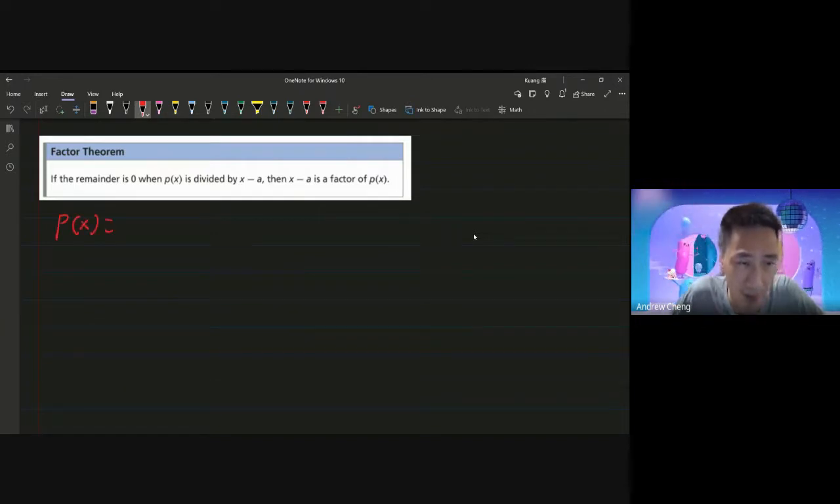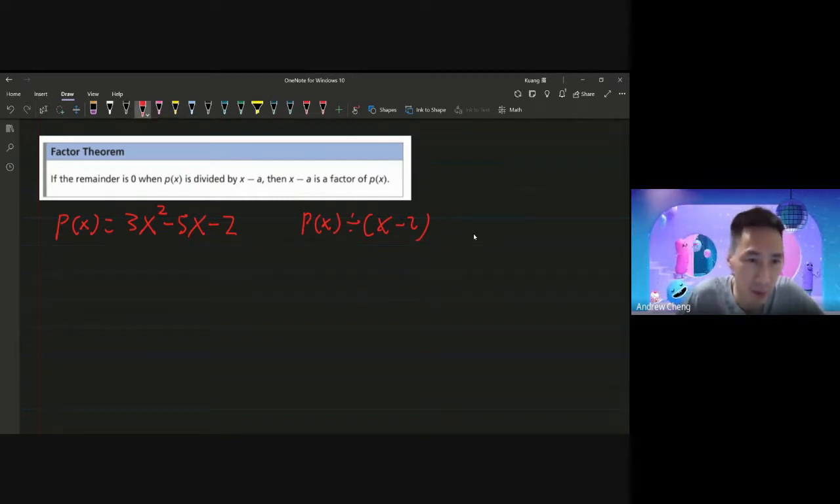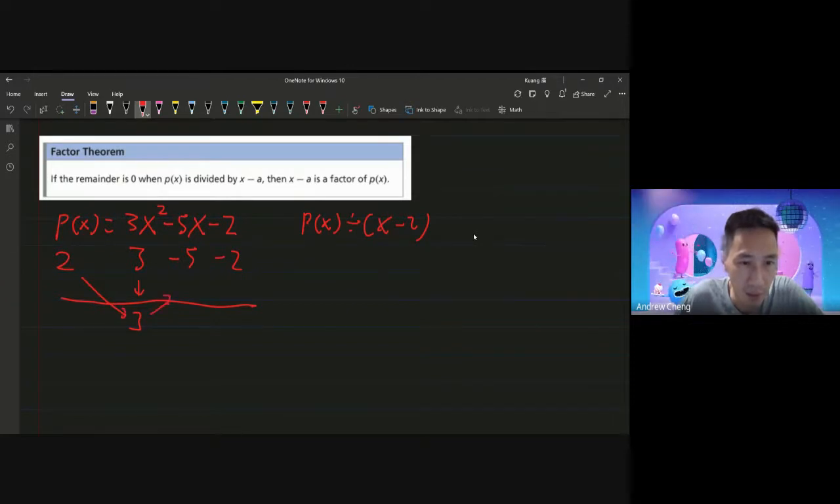Maybe p of x is, let's say, 3x squared minus 5x minus 2. Okay, so if I divide by x minus 2, all right, I use p of x divided by x minus 2. Okay, let me use synthetic division. So again, 2. So change sign, 2 here, and copy down the coefficients 3, -5, and -2. All right, and then start at 3, put it here. 2 times 3 gives you 6, right? And -5 plus 6 is 1. Okay, 2 times 1 is 2. And then -2 plus 2 equals 0. Okay, the remainder is 0.